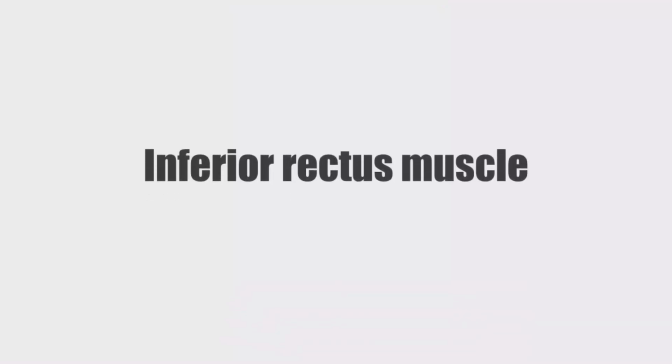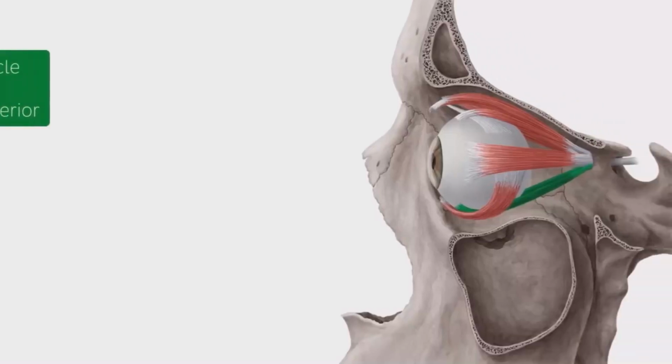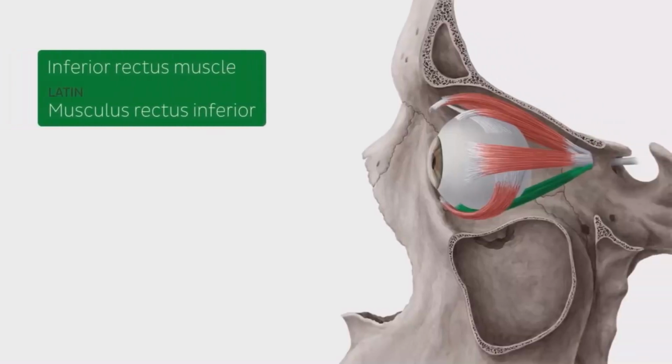Let's discuss one of the 6 extraocular muscles of the eye, the inferior rectus muscle. The inferior rectus muscle is one of 6 extraocular muscles of the eye that control eye movement.